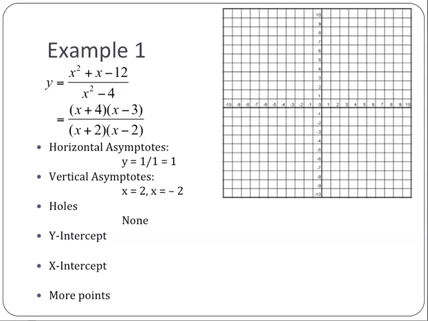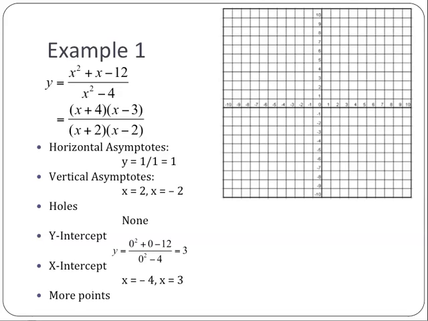The y-intercept, this is when you set x equal to 0. So we have 0 squared plus 0 minus 12 over 0 squared minus 4, which is equal to negative 12 over negative 4, which is positive 3. So our y-intercept is at 3. The x-intercept, this is when you set your numerator factors equal to 0. And so we have x equals negative 4 and positive 3.